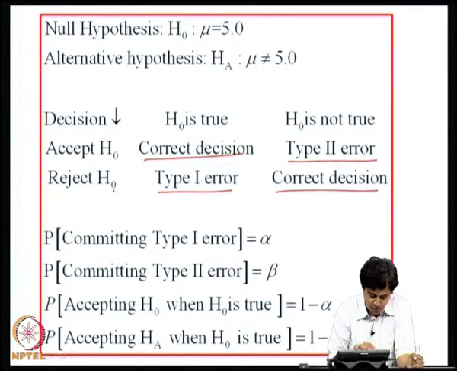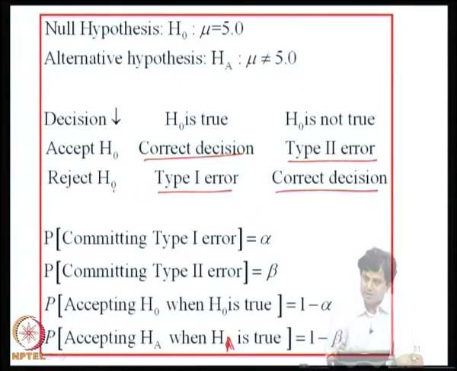So what we do is, the probability of committing type 1 error we call alpha, and the probability of committing type 2 error we call beta. Therefore, the probability of accepting H0 when H0 is true is 1 minus alpha, and the probability of accepting the alternative hypothesis when the alternative hypothesis is true is 1 minus beta.